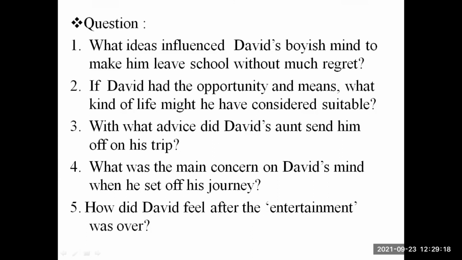If he had known how to sail a ship and travel the world to make a great discovery, he might have considered that a suitable life, if he had the opportunity and means, but he did not, right? He did not have the opportunity. He was not a sailor. He did not know how to sail. That is why he did not consider that life. But had he known it, he would have sailed a ship and traveled the world.